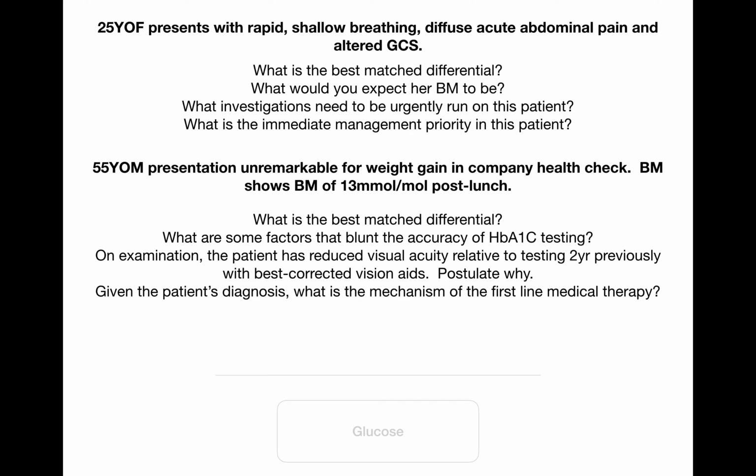The diffuse acute abdominal pain. So DKA should always be in your differential for the acute abdomen, looking at the surgical presentation list, and altered GCS. And this is the acidemia, the raised lactate levels, and the decreased glucose utilization using the GLUT3 receptors in the brain, hence altered level of consciousness. So the best match differential is DKA, and what would you expect her BM to be?